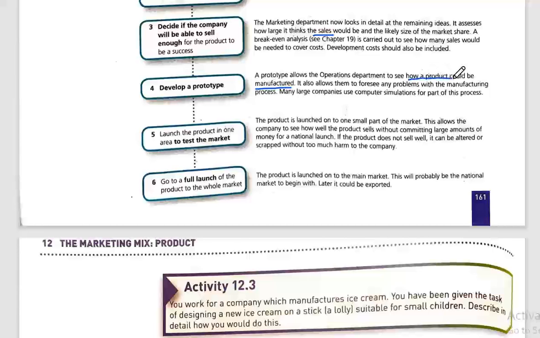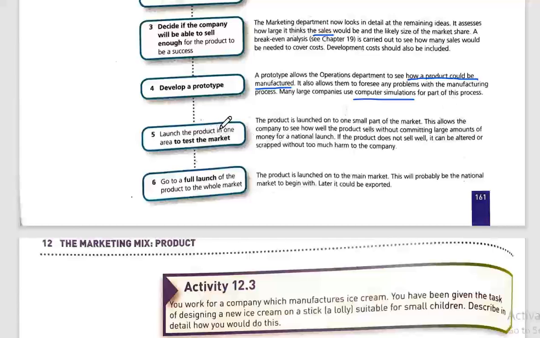Let's say I have this prototype to understand how it's going to be manufactured, and if there might be any problems when I make a real example of the product, and to see it in real life. Many large companies do not do it in real life. They actually use computer simulations as part of their process. They see the product in different dimensions using the computer.